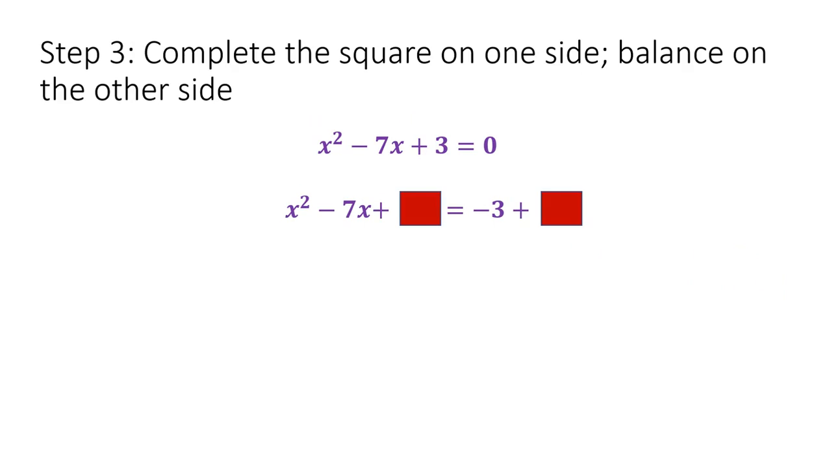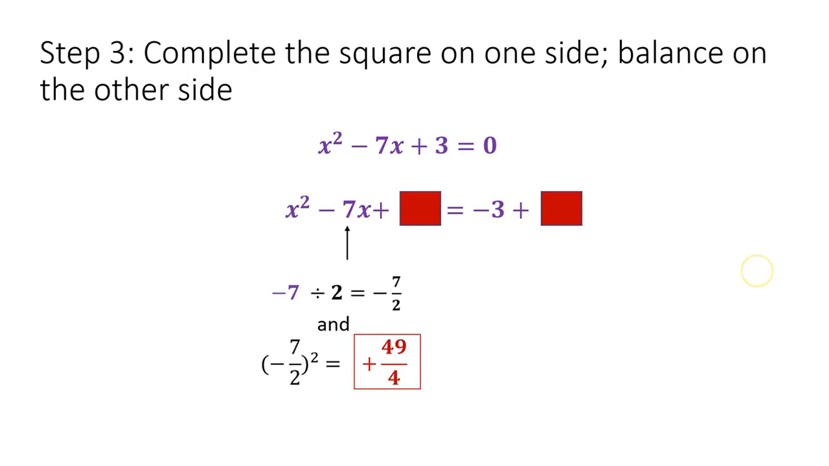Step 3, we'll complete the square on one side and balance on the other. And here's where it gets interesting. The coefficient of our middle term is negative 7, and that is an odd number. We know we're going to have to divide this by 2, and you can already tell the result is not going to be an integer. It will be a fraction or a decimal. We're going to stick with fractions in this example.